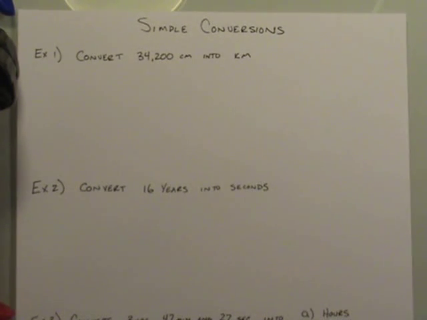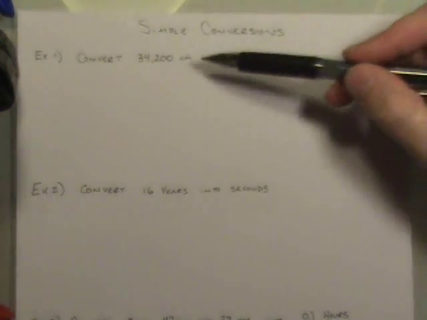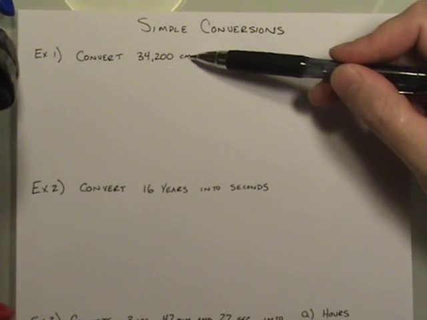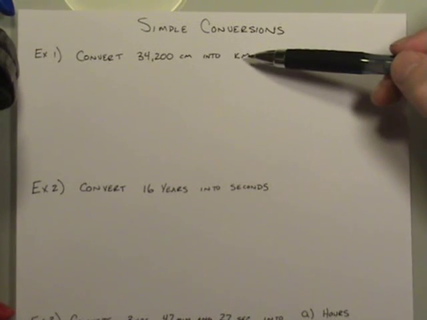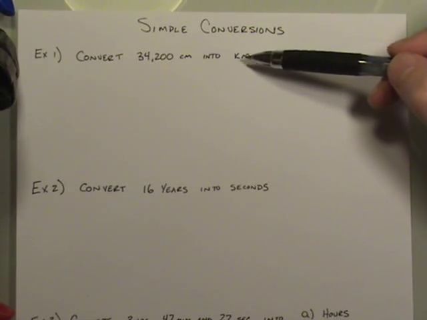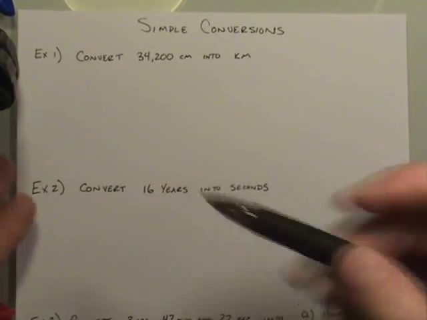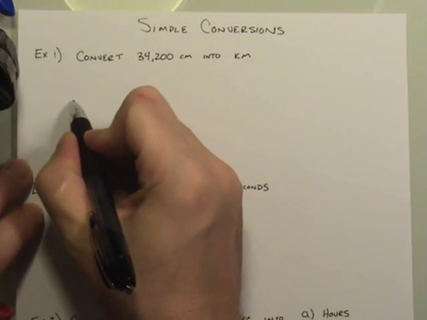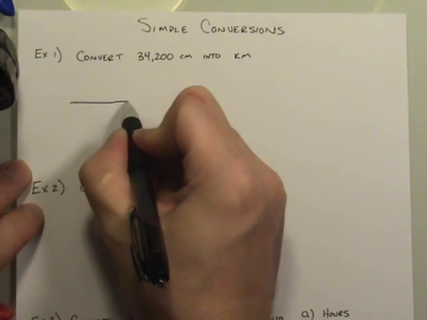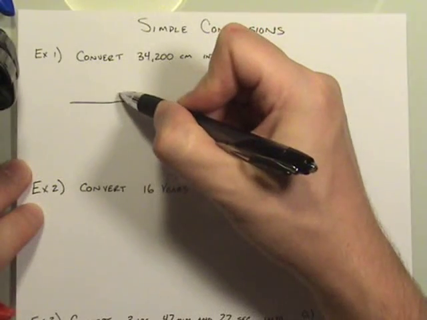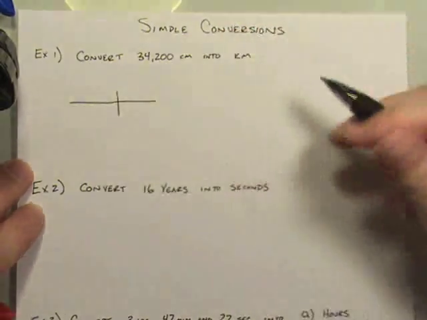So now we're going to look at how to make simple conversions. And by simple, that means from one unit, for example, centimeters, into a larger or smaller unit, in this case larger, kilometers, or like years into seconds. And the power behind this method is that it allows you to determine very clearly whether you're supposed to multiply or divide by the conversion factor.